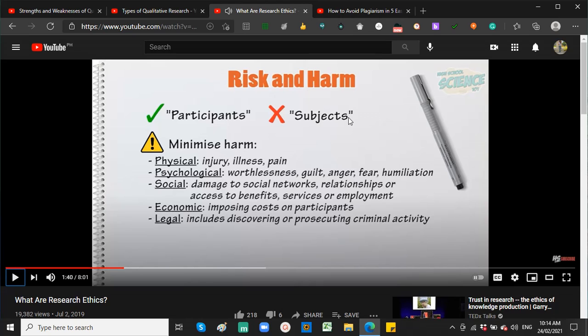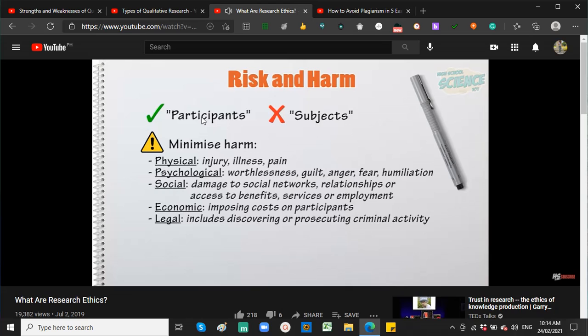Okay, so we have to minimize harm any way possible. Physical, psychological, social, economic, and legal harm. Okay, because our main goal as researchers is to provide security and safety, so that our respondents, our participants feel secure in our research process.